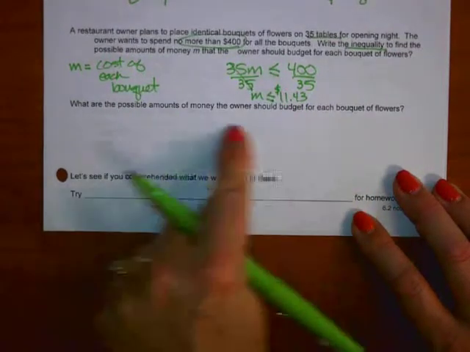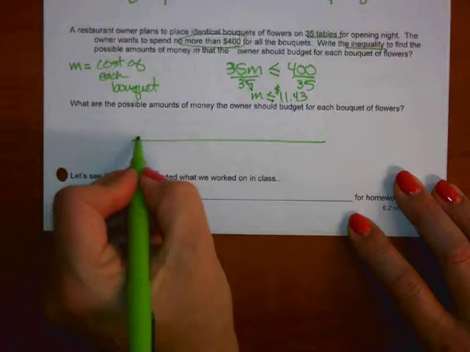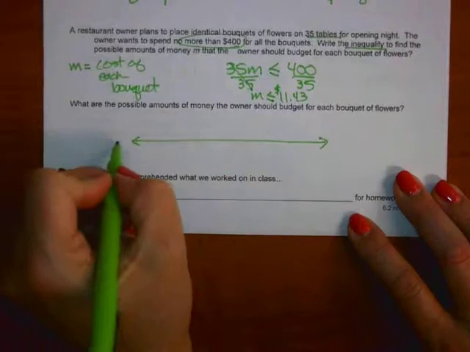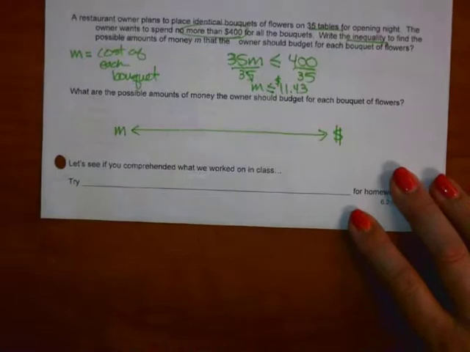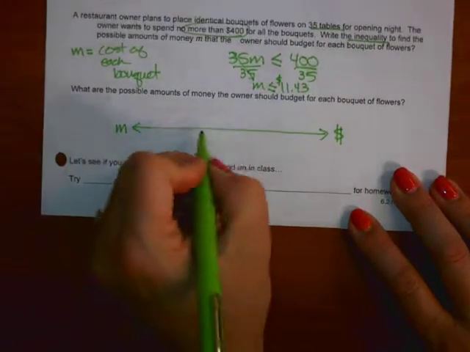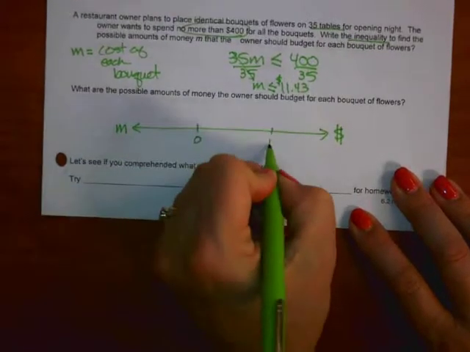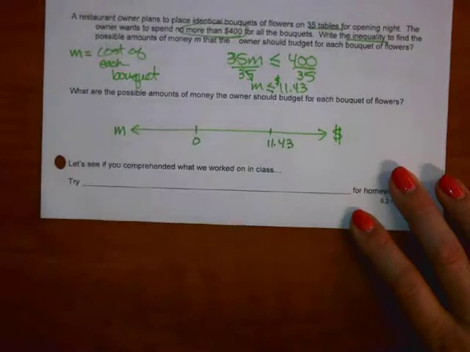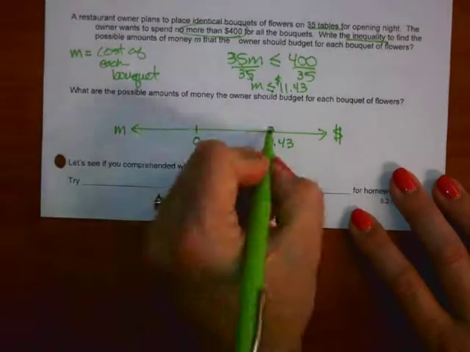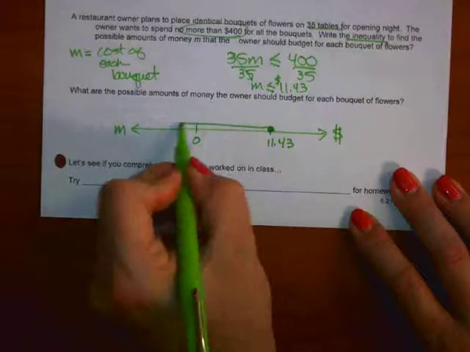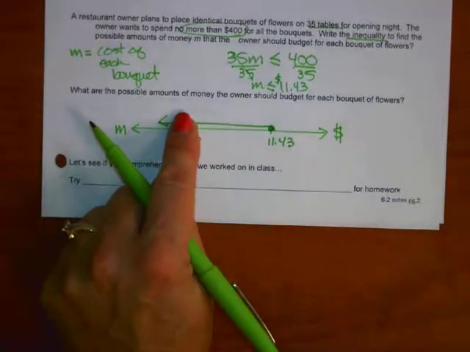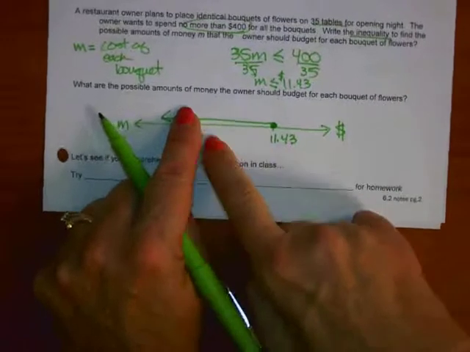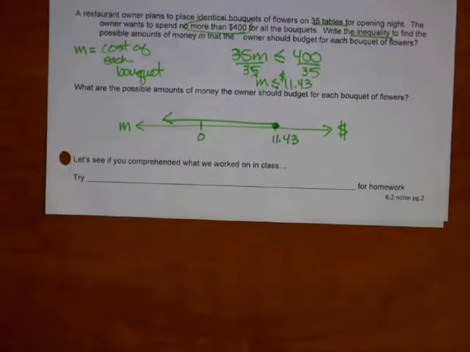So to show the possible amounts, I'm going to graph it. Put an M here, dollar amounts here, because that's actually what it is. We're looking at dollar amounts for each bouquet. I'm going to put a 0, I'm going to put 1143. Solid dot. Obviously it's not going to be less than 0, but we'll just pretend here. The bouquets could be anywhere between 0 and 1143.